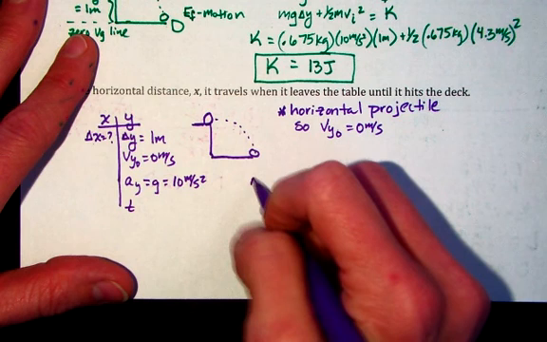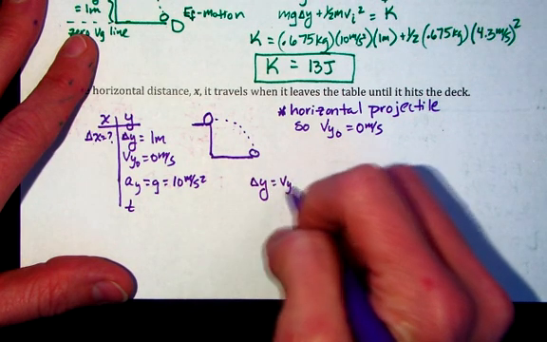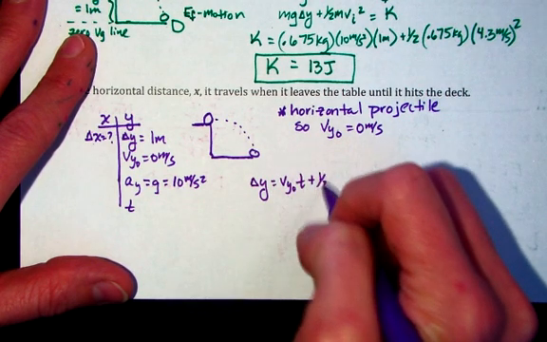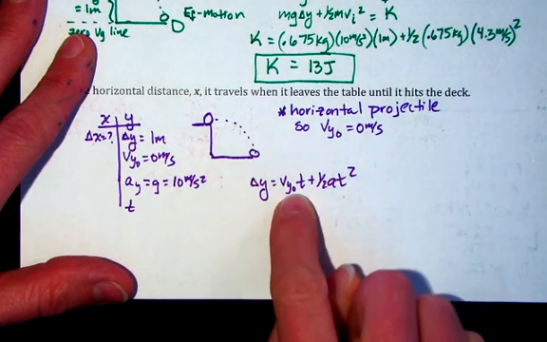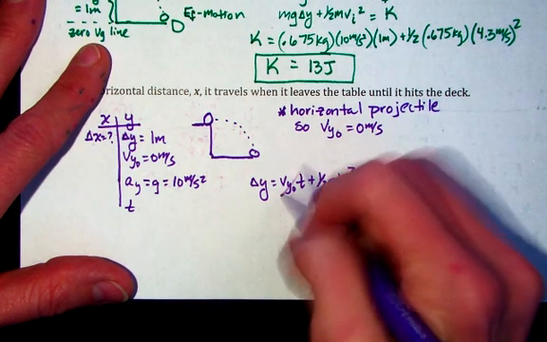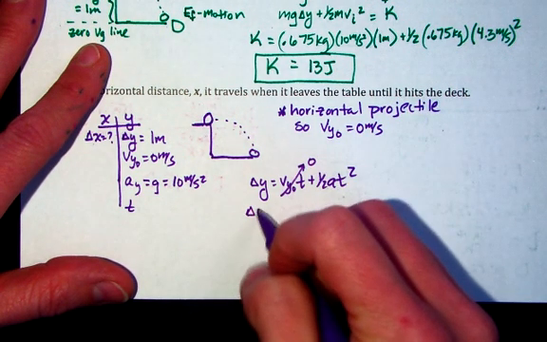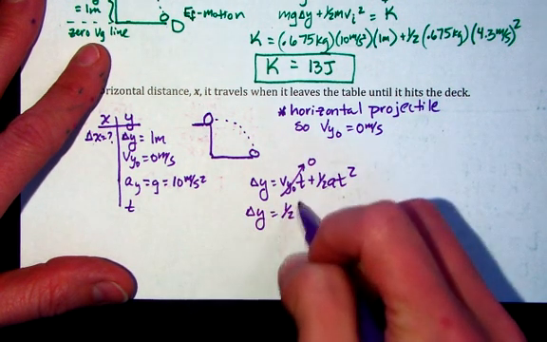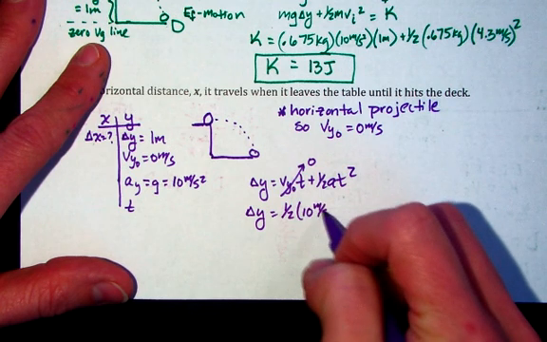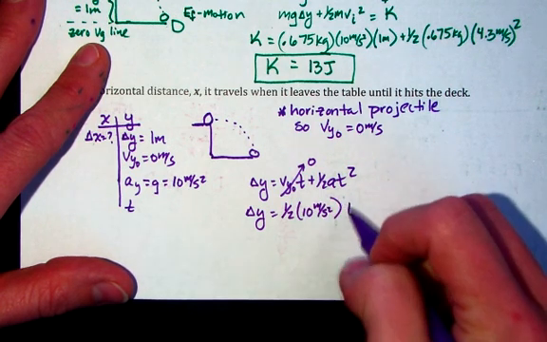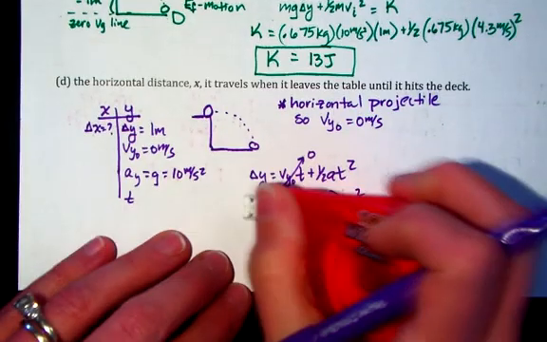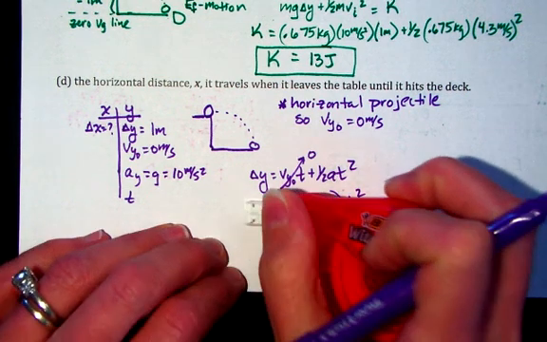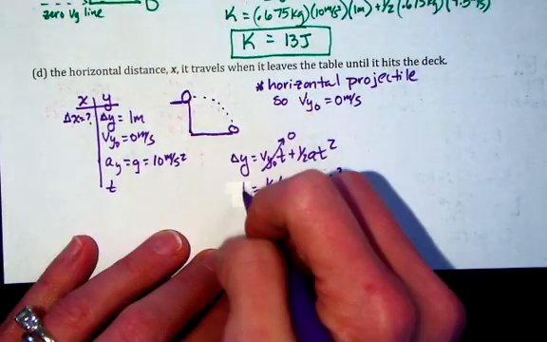So then we can get the time now. I know delta y equals Vy naught t plus 1/2 at squared. What happens to this section? That goes to 0. So therefore delta y is 1/2 times 10 meters per second squared times t squared. I know the delta y. Delta y is 1. We're going to plug all this in.